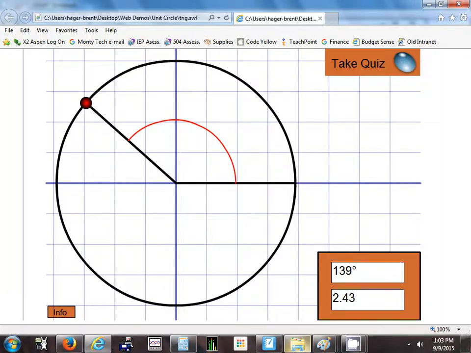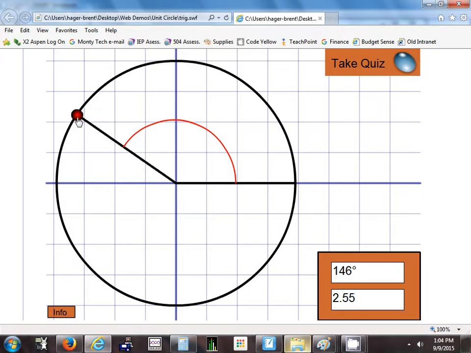Anybody know what the units are on this top number? Yeah, it's measuring in degrees. That's the little circle. We haven't talked about the bottom number. We're going to later today. But anybody know what the bottom number is? Radians. Very good.